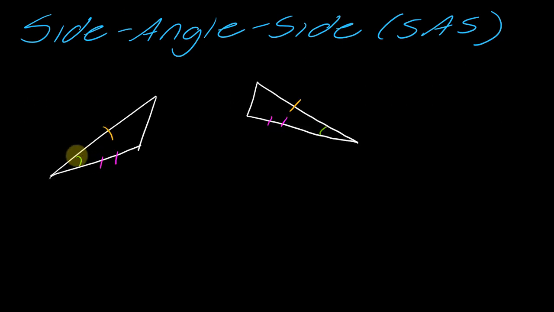So side, angle, side. Notice how I've got one mark here. I marked them and color coded them just so that you could see. Here is how we'd represent two congruent triangles that have the side, angle, side axiom to go along with them. And the included angle means the angle in between the two sides, okay?